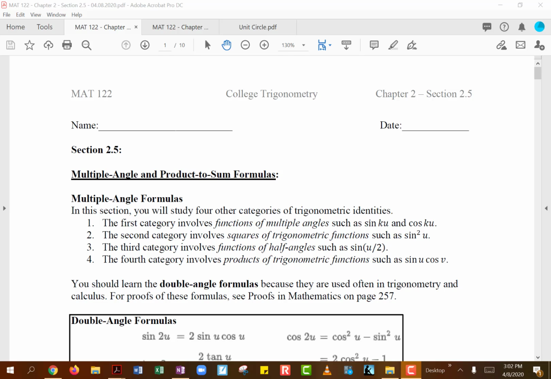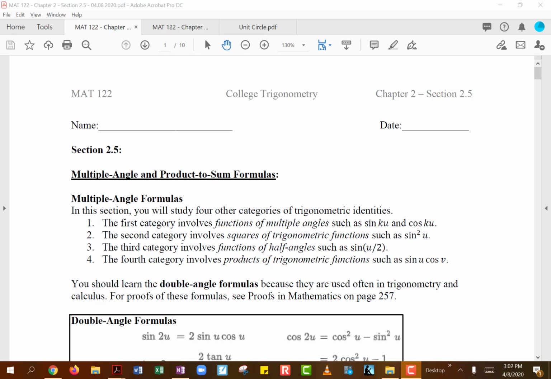Hi everyone. So we are looking at section 2.5 today. This is the last section in chapter 2. And as you can see, we are talking about multiple angle and product to sum formulas. So we're actually going to be studying basically 4 different categories of trigonometric identities in this section.